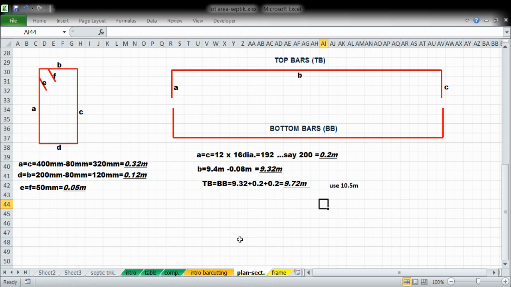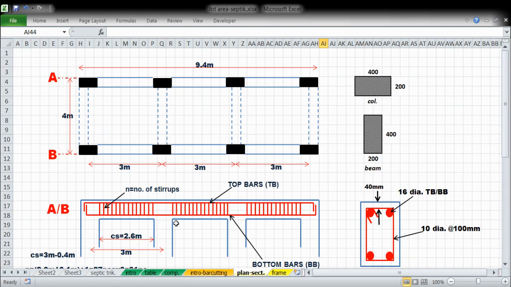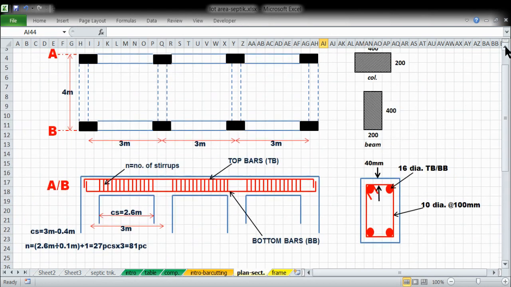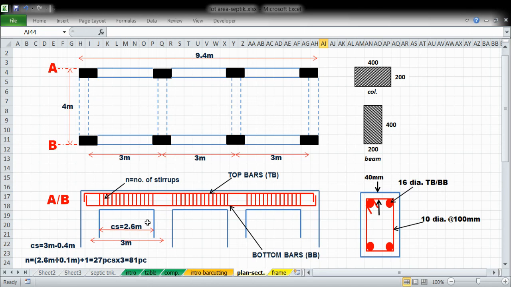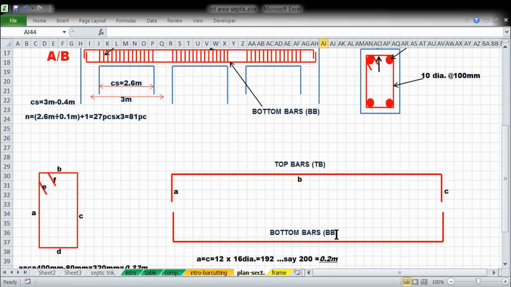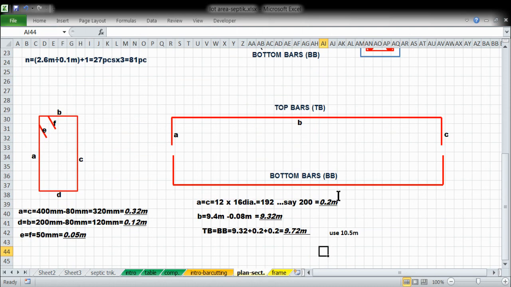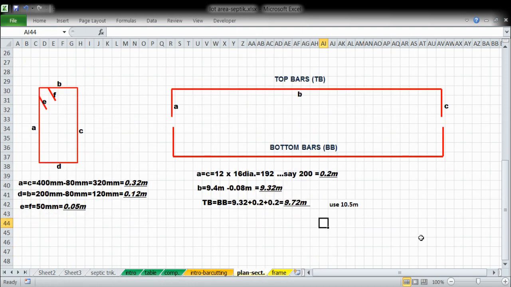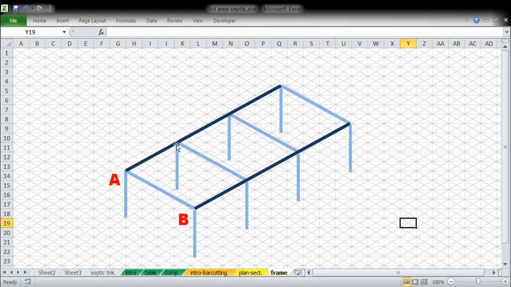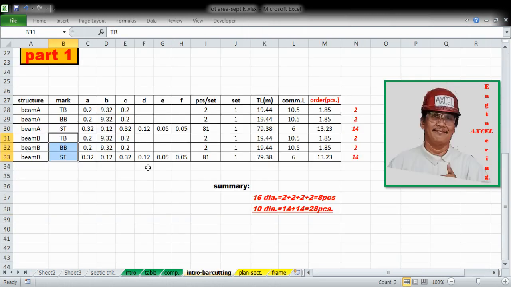Okay. So, you can do the screenshot now. Do the screenshot. Okay. Plan view, section, then the rebar cutting and bending, the measurements. Of course, this is the frame, and the table, and the summary.